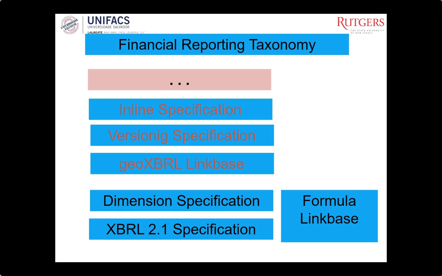XBRL has a lot of specifications. Two important specifications for the taxonomy is the dimension specification. With this dimension specification, we input in the XBRL 2.1 other dimensions that were not predicted in the first specification. The first specification has just two dimensions: the temporal, the time dimension, and the organizational dimension, because I have the time and the entity.